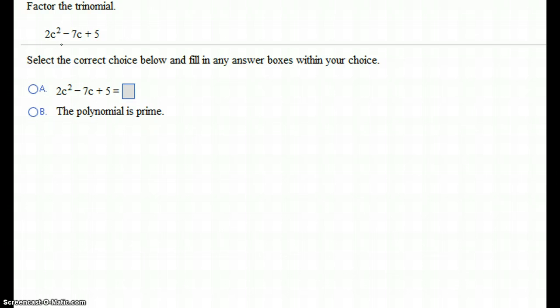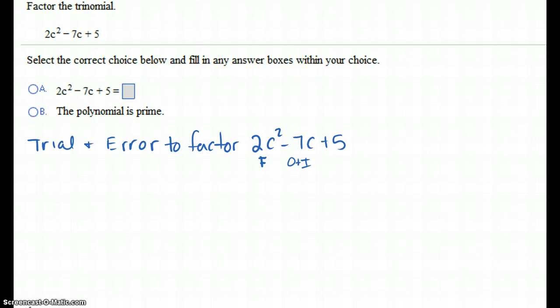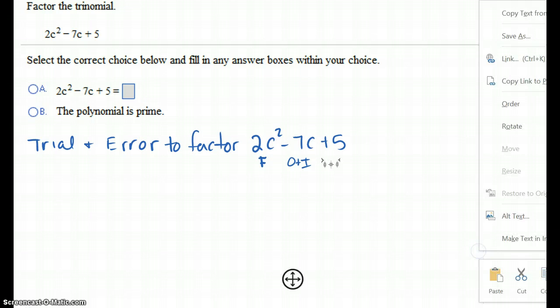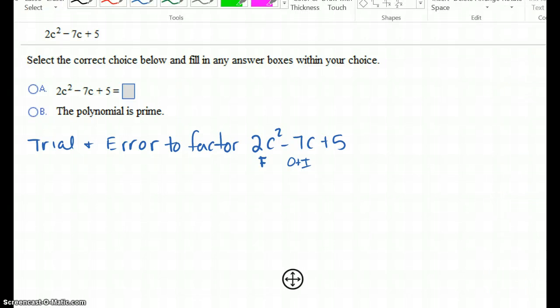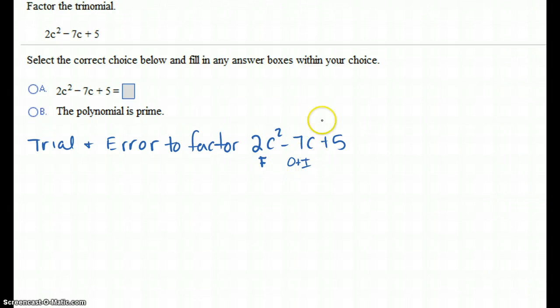So the first method I'm going to do is trial and error. To use trial and error to factor this, I'm going to think of FOIL: first, outer, inner, and last. If you remember when we FOILed two binomials, the first always gave us the square term, the last would always give us the constant, and the outer and inner would always give us that middle term. So that's what I'm going to think of.